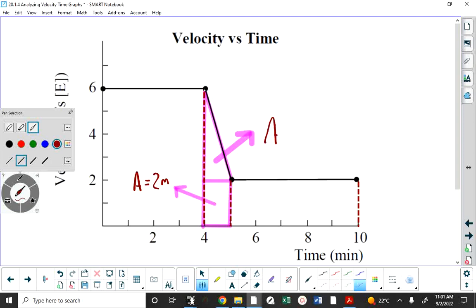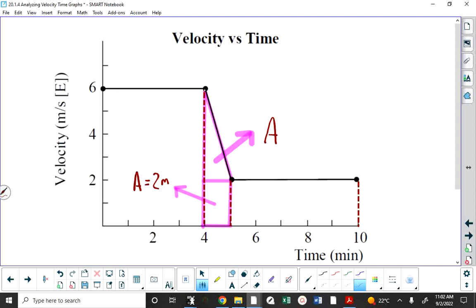I would like us to calculate the area of that triangle. So how do you calculate the area of a triangle? Base times height over 2. By the way, that's on your formula sheet. Believe it or not, the area of a rectangle and the area of a triangle are on your formula sheet.